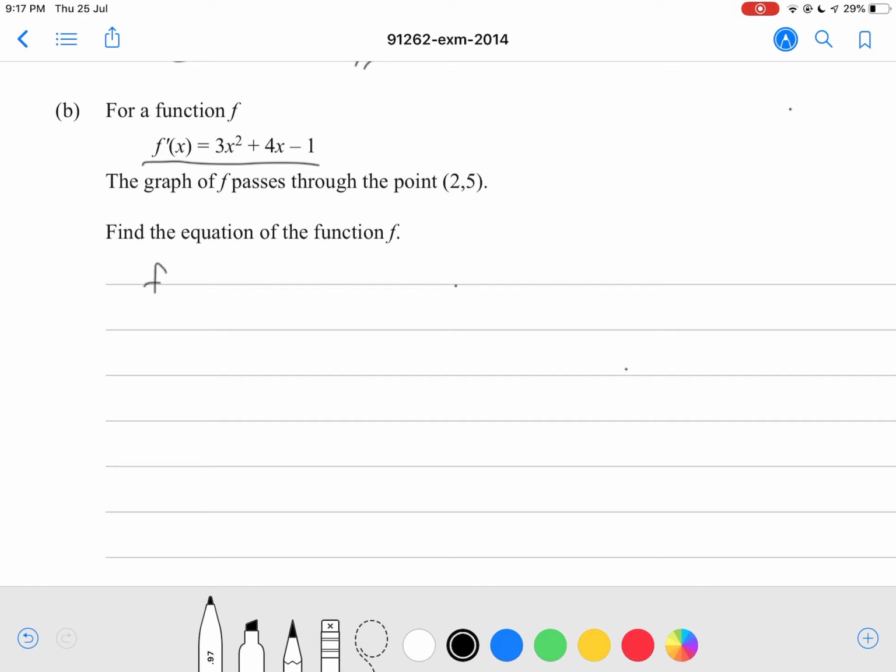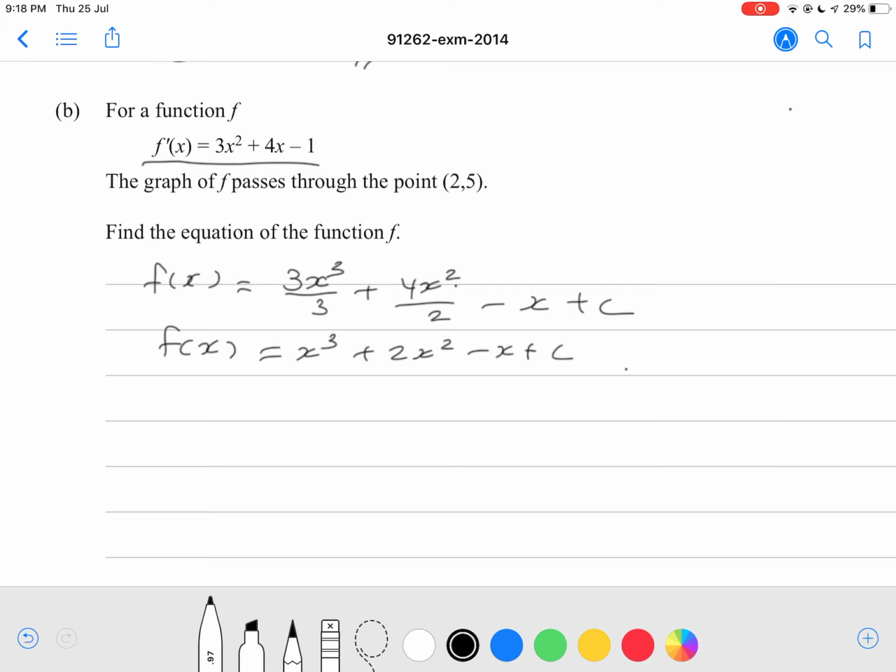So this time, f of x equals the integral. So you increase the power, then you divide by the new power. So 3x cubed divided by 3 plus 4x squared divided by 2 minus x plus c. So f of x equals x cubed plus 2x squared minus x plus c. They pass through the point 2, 5, so I'm going to substitute y equals 5 and x equals 2.